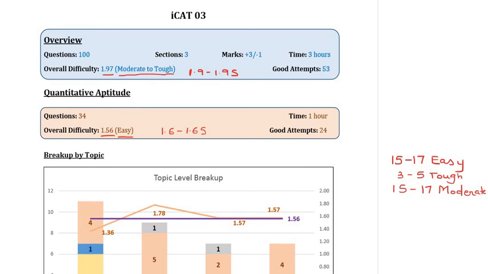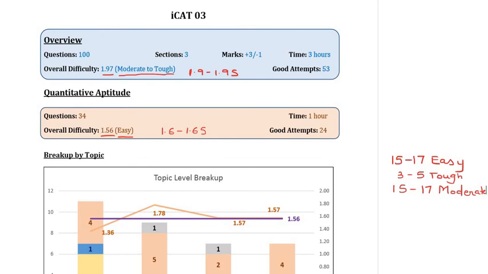Hence, we always recommend that you spread your risk and learn the basics of as many chapters as possible so that you can definitely try out as many easy questions and also do moderate questions from as many chapters as possible. Let's now go into the actual breakup of this particular mock and see how this was structured.